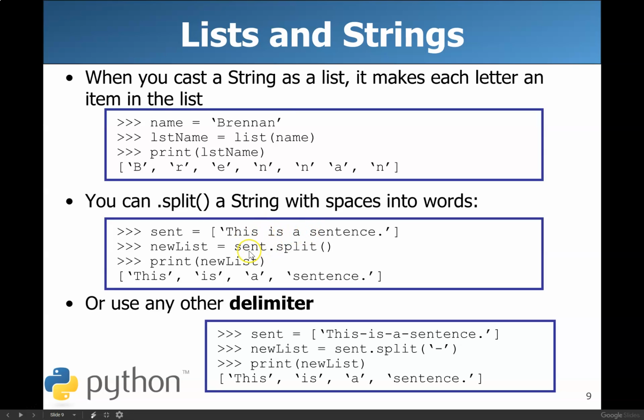So if you go sent.split, it'll split each of these into its own item in a list with as many elements as there are spaces. So this would be item 0, is would be item 1, a would be item 2, sentence would be item 3. It does not make list items for the spaces. It just uses the spaces to split it.